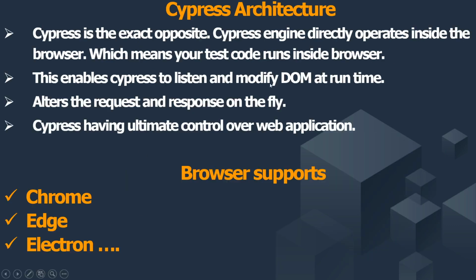Due to this, Cypress has the ability to modify the DOM at runtime. Cypress listens on the DOM and modifies it. I will go through what this means. Cypress alters the HTTP request and HTTP response on the fly. Because Cypress runs directly on the browser, it has ultimate control over the web application.